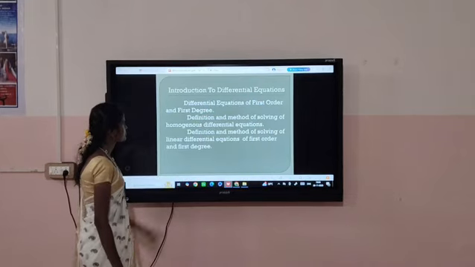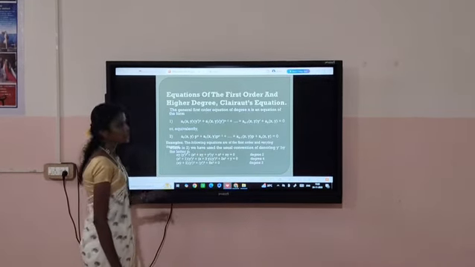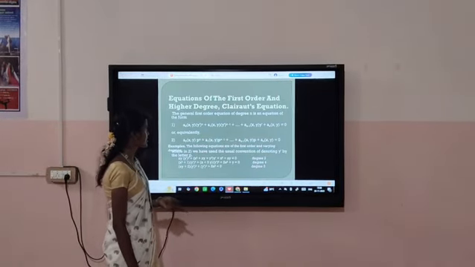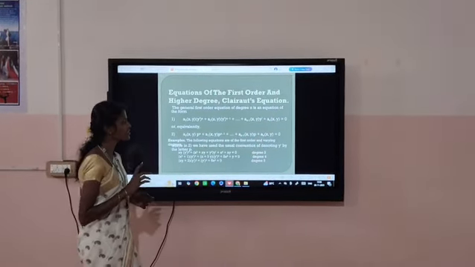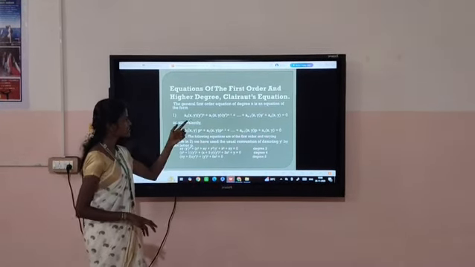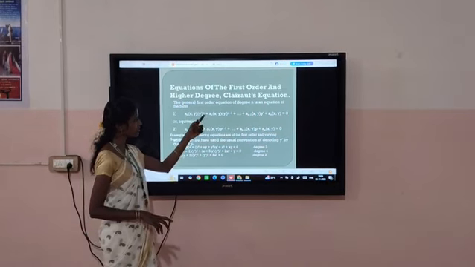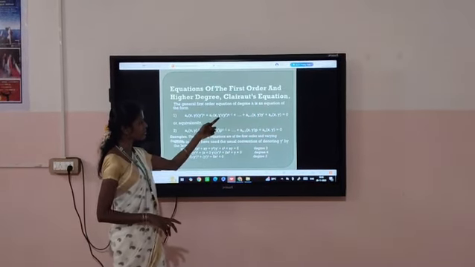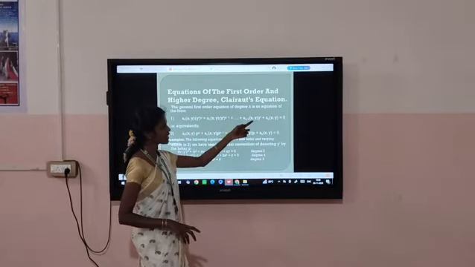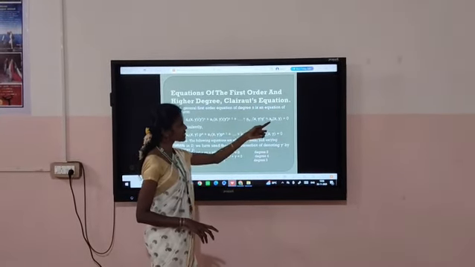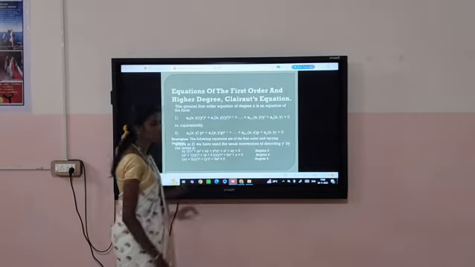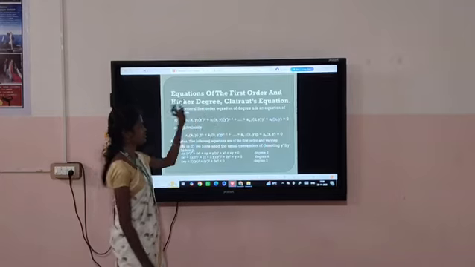Introduction. Equations of the first order and higher degree, Clairaut's equation. The general first order equation of degree n is an equation of the form a0(x, y)(y')^n + a1(x, y)(y')^(n-1) + ... + a(n-1)(x, y)y' + an(x, y) = 0. This is the first order equation.